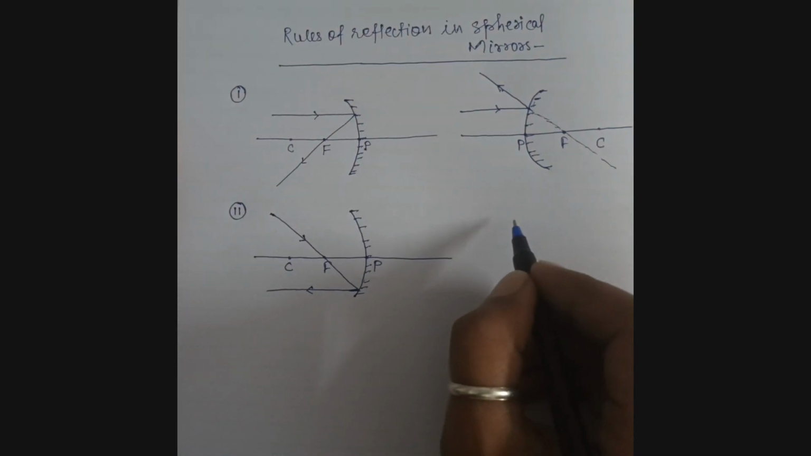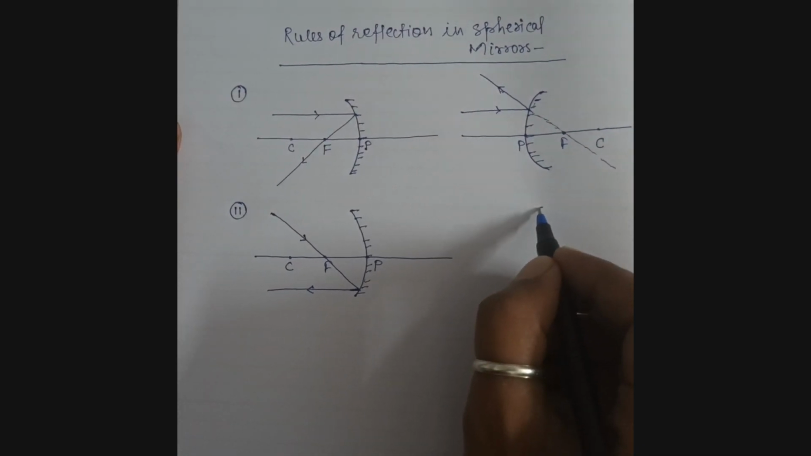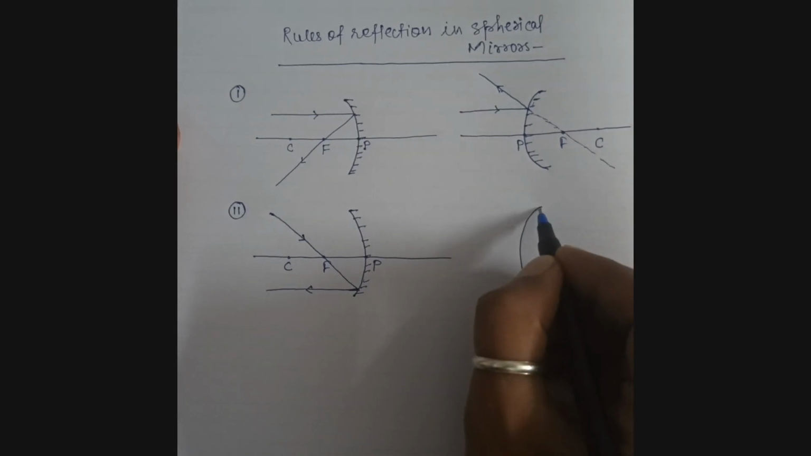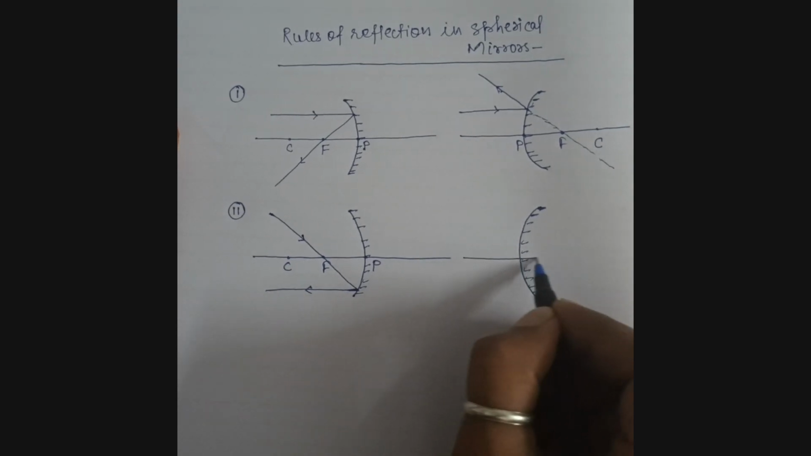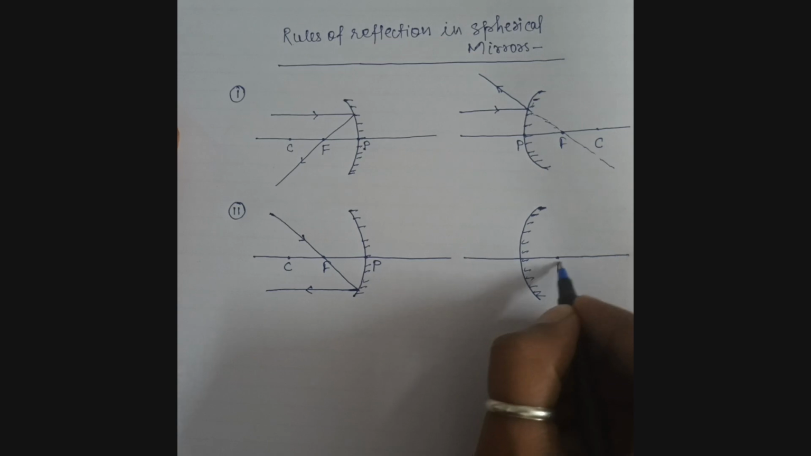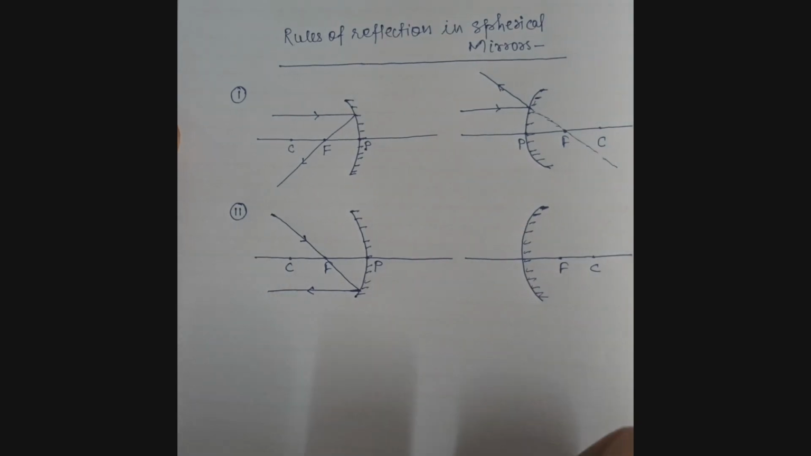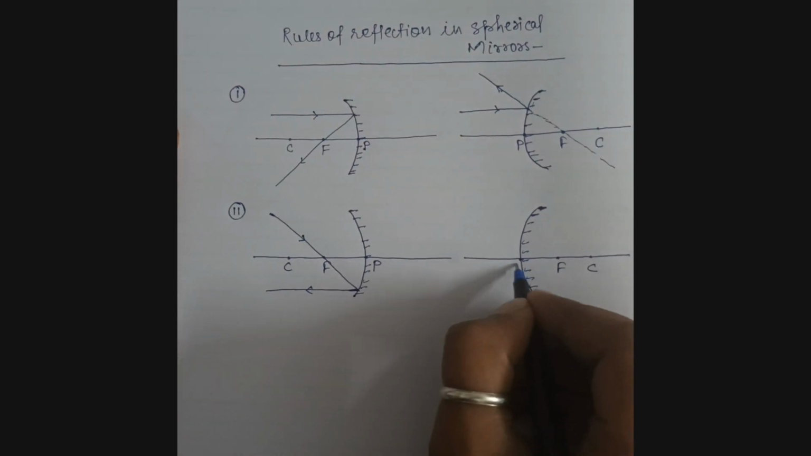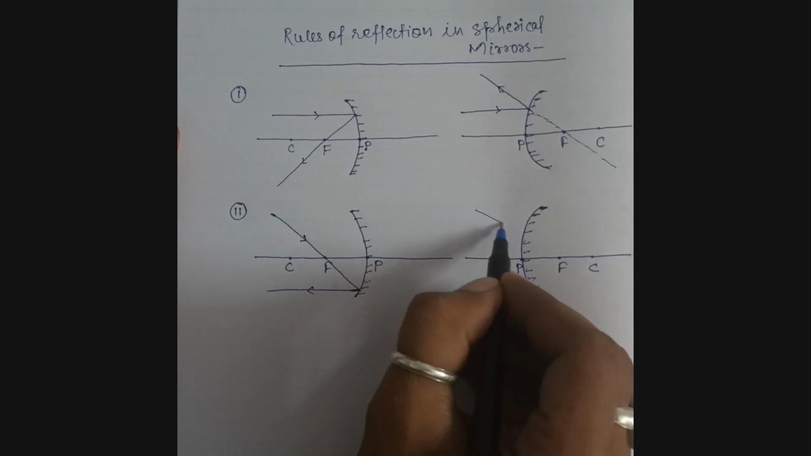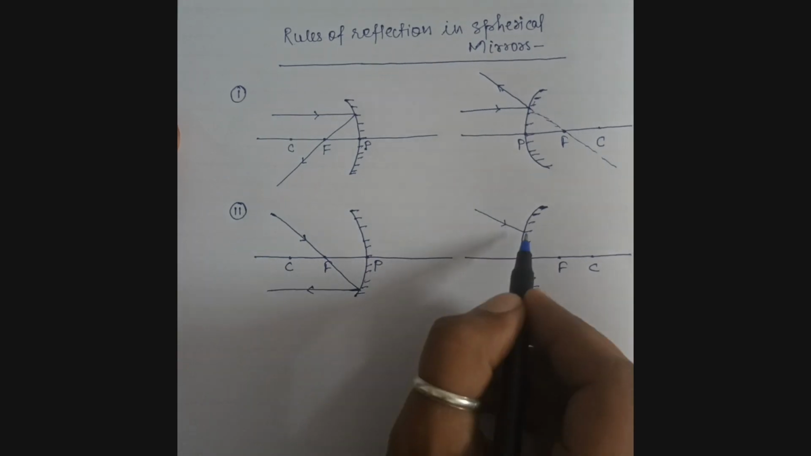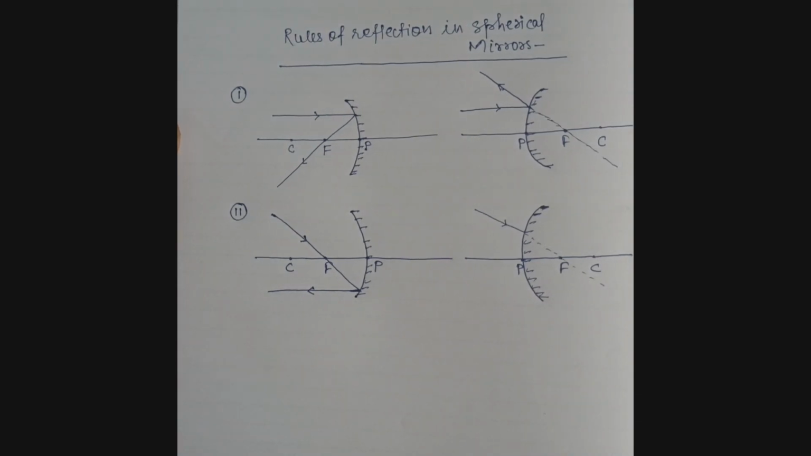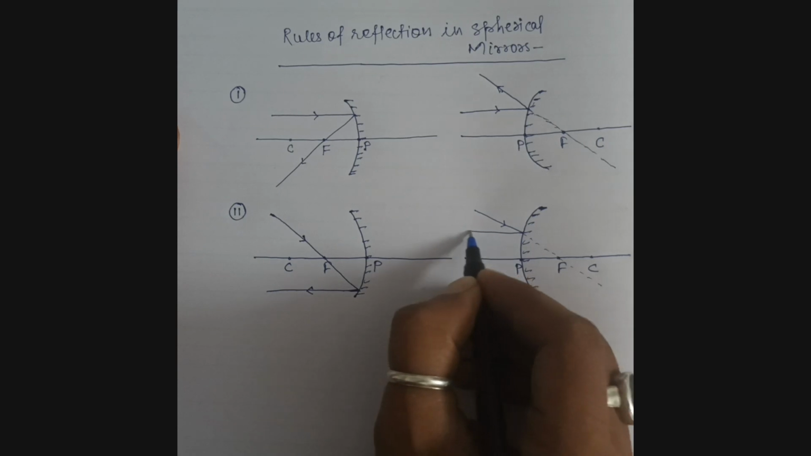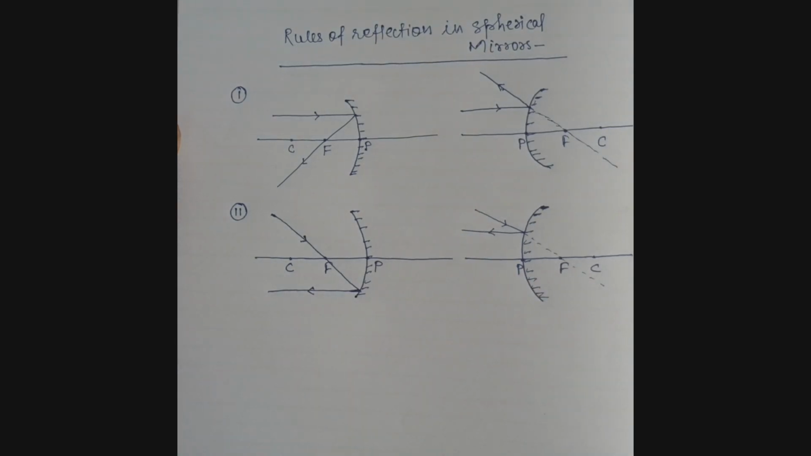Now, in the case of the convex mirror as well, let's consider we have a convex mirror. This is the focus, this is the center of curvature, and this is the pole. Now, for any light ray directed towards the focus, when we retrace it beyond the mirror, we will see the light ray is passing through the focus. What happens after reflecting? It will pass parallel to the principal axis. This is the second rule, students.